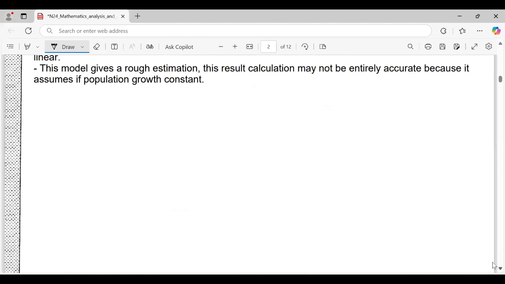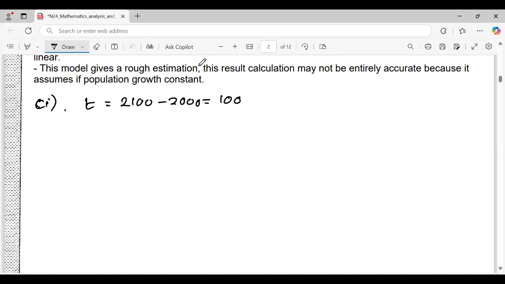All right, see part one. So t equals 2100 minus 2000, and it is 100, 100 years after 2000, the prediction.